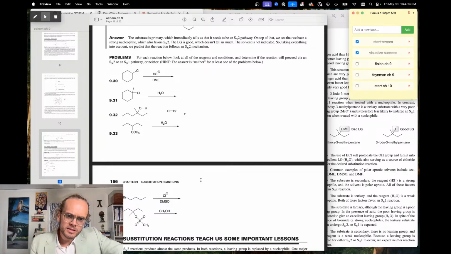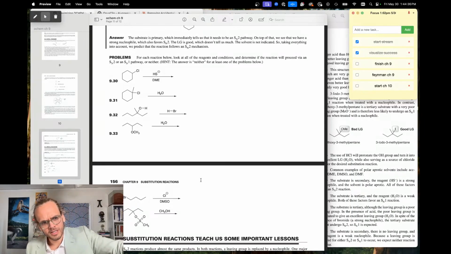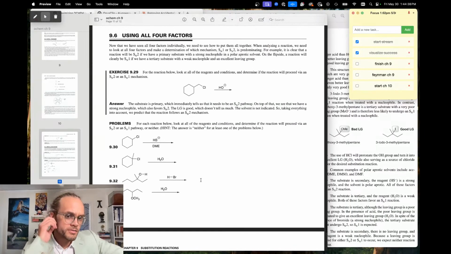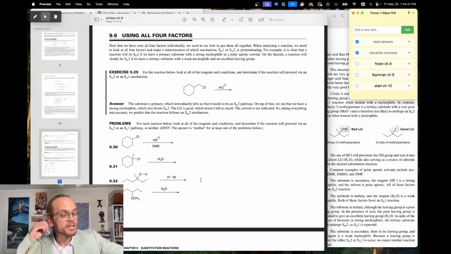Going back to this, look at all the reagents and conditions, determine if it will proceed by SN2, SN1, or neither. So this one doesn't have 9.30. Let me look at 9.29 first. It's benzylic. So it'll be SN2, I think. Primary substrate. Strong nucleophile, yep. The leaving group is good. Solvent is not indicated. All right, this one we have DME, which is a solvent that makes it SN2.